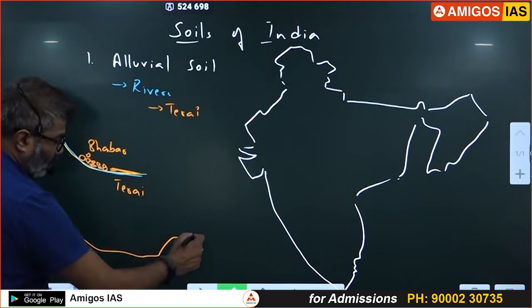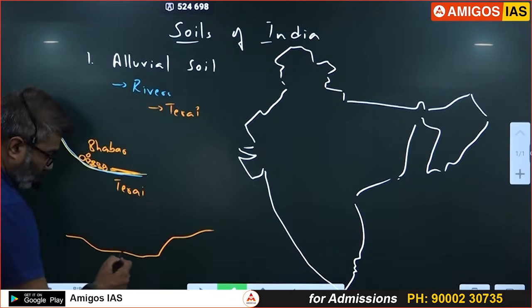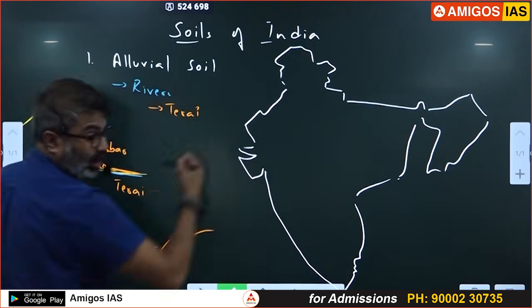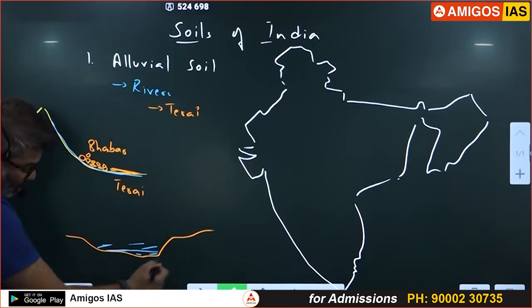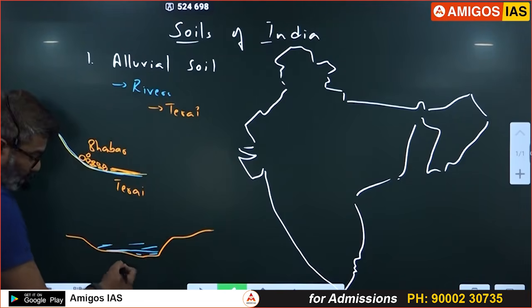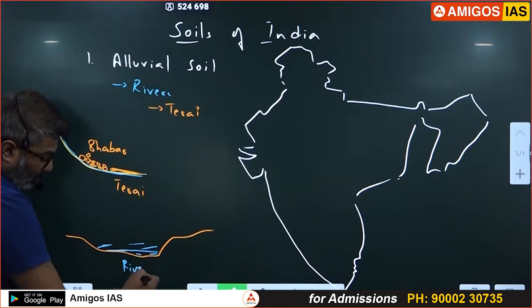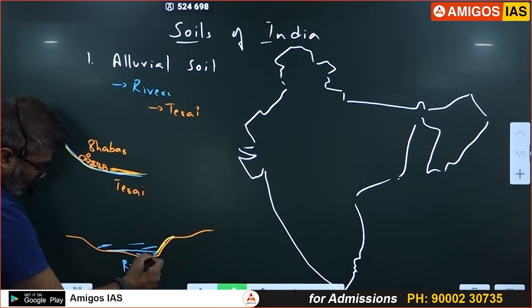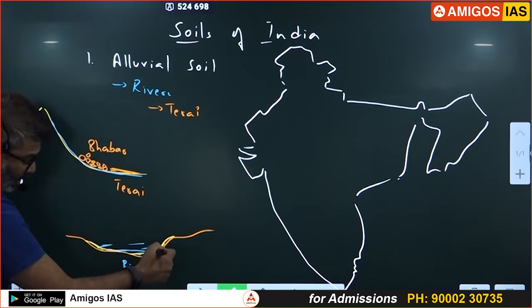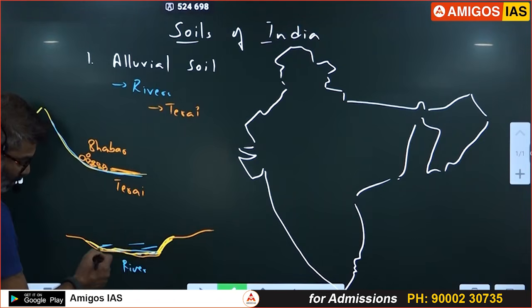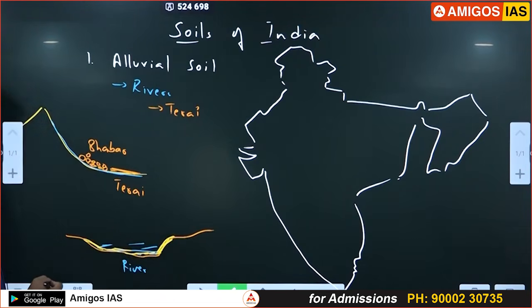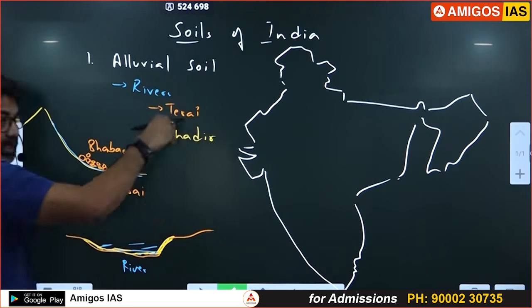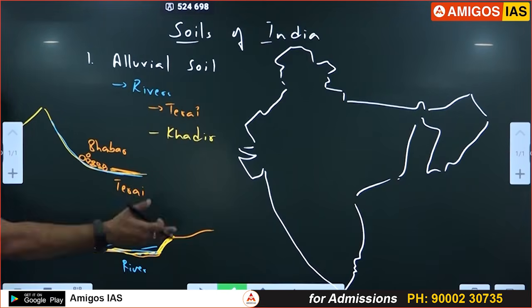Rivers flow across this belt. River density is very high in North India. The path where the river flows is called a channel. This is a river channel. So every day the river deposits a lot of sediments on either side. A lot of sediments are deposited here, here and here. These are newly deposited sediments on either side of the river. We call it Kadir. Kadir is the next type. Kadir is the newly deposited alluvial soil on left bank and right bank.